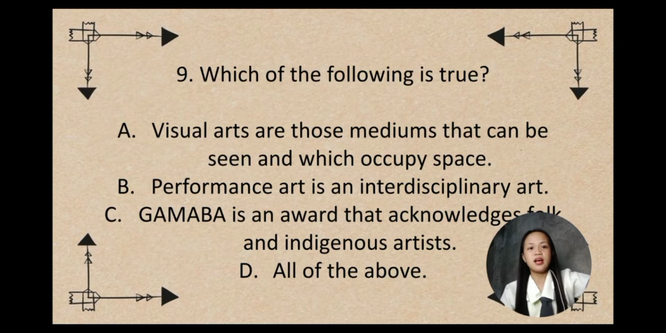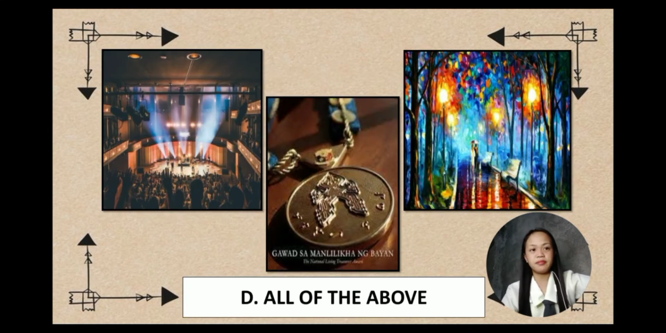Okay. Number 9. Which of the following is true? A. Visual arts are those arts that can be seen and which occupy space. So, correct. B. Performance art is an interdisciplinary art. Okay, correct also. C. Gamaba is an award that acknowledges folk and indigenous artists. Okay, correct also. So, the answer is D. All of the above.